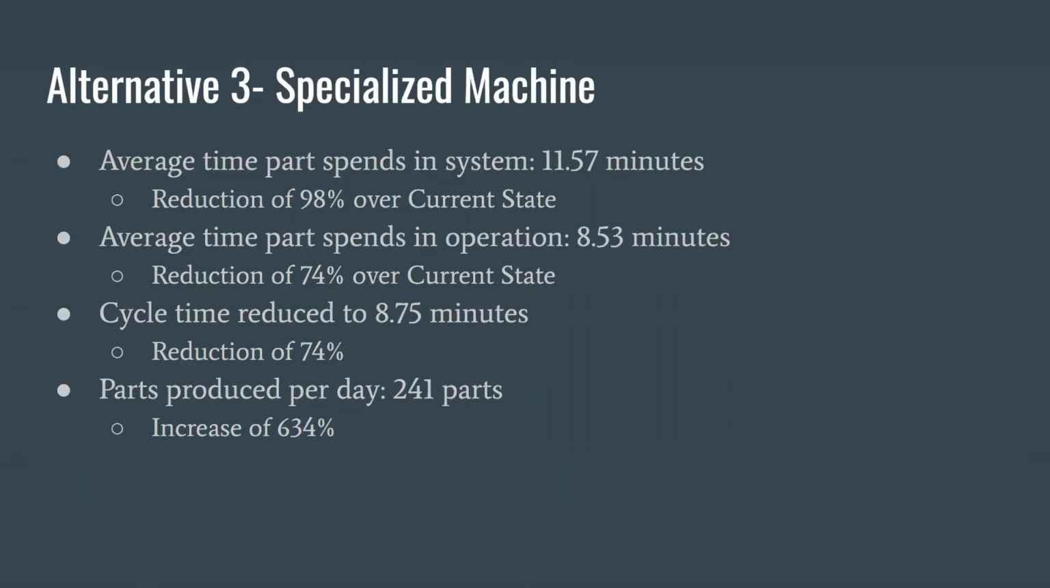current state. These improvements included the part spending only 11.57 minutes in the system, which is a reduction of 97.45% over their current state. Their cycle time was now only 8.75 minutes, which was only 26.32% of their current cycle time, and a daily throughput of 241 parts per day.